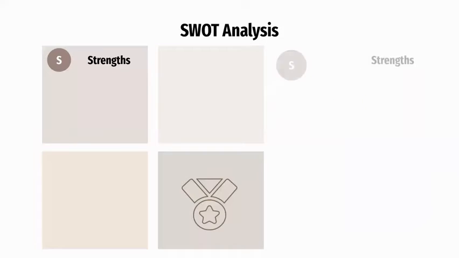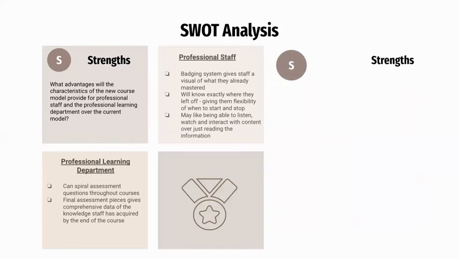So first, we're going to start with our strengths. The question for the strengths that we focused on is what advantages will the characteristics of the new course model provide for professional staff and the professional learning department over the current model? So professional staff will have the badging system, which gives staff a visual of what they already mastered. Professional staff will also know exactly where they left off, giving them the flexibility of when to start and stop.